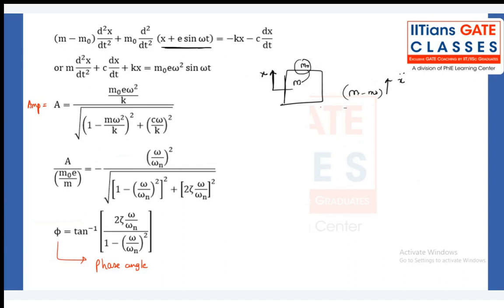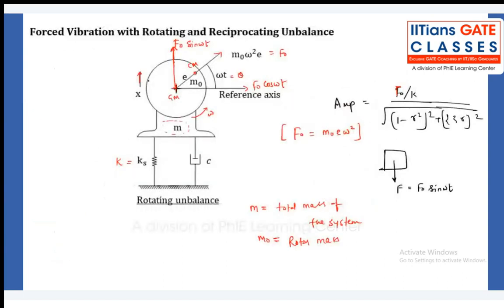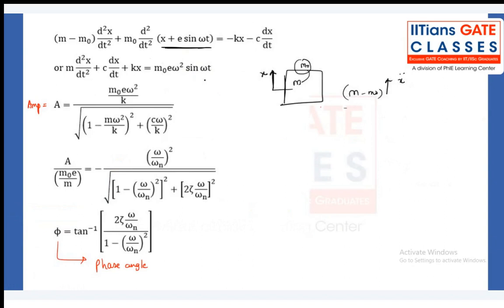The rotor is getting displaced by the amount, if you see in the figure, when the system is displaced by the amount x, then the rotor is displaced by x plus e sine omega t. That much displacement will be given for the rotor. That's why it is like this. That is equal to minus kx minus c x dot.